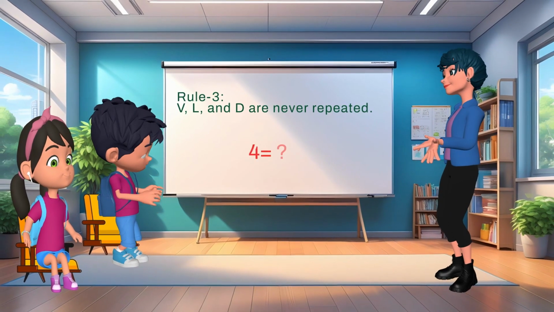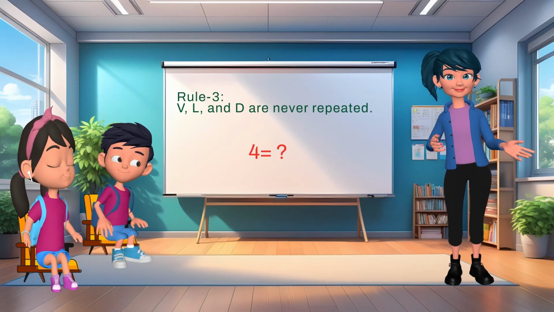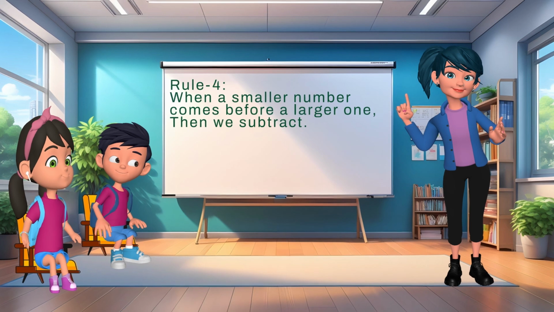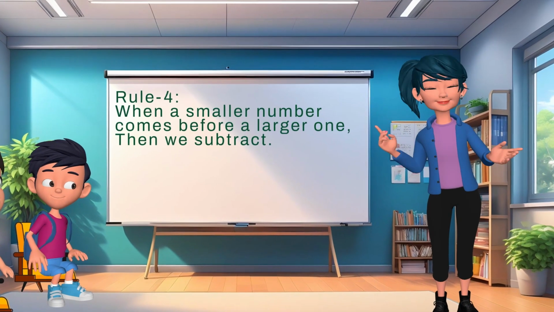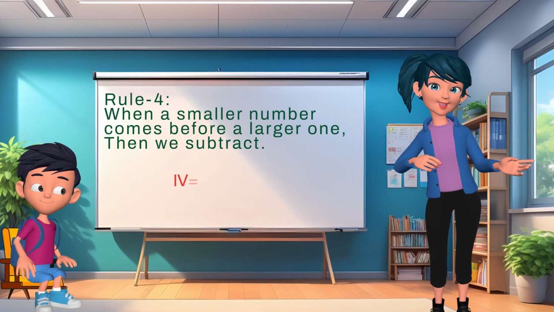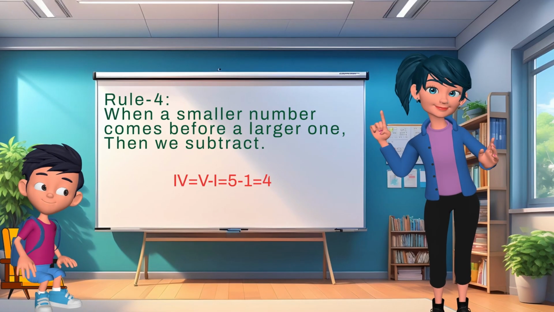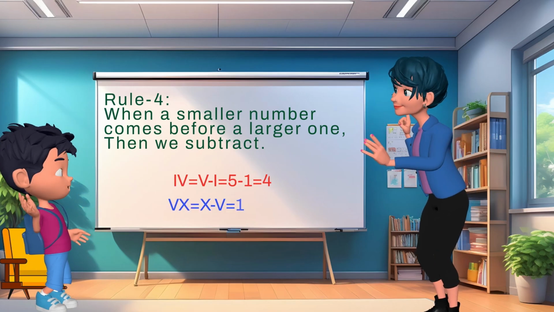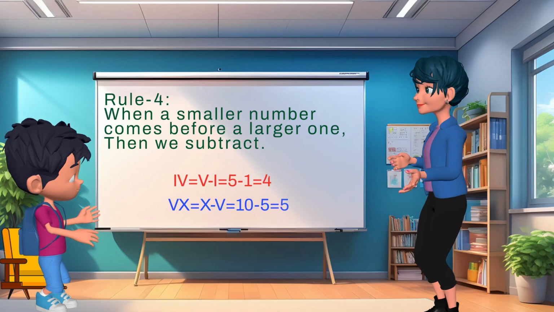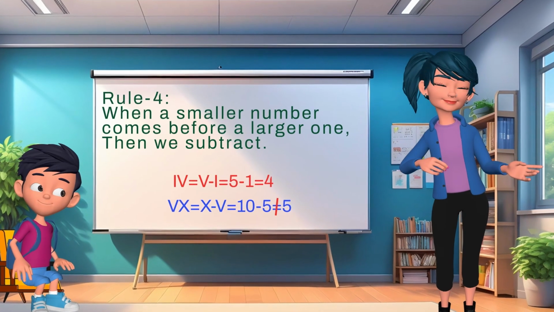What about 4? In case of 4, we look for the subtraction rule. Rule 4. It says that when a smaller number comes before a larger one, then we subtract. Therefore, IV equals V minus I equals 5 minus 1 equals 4. So, VX equals X minus V equals 10 minus 5 equals 5? No, it's not right. Let's see why.